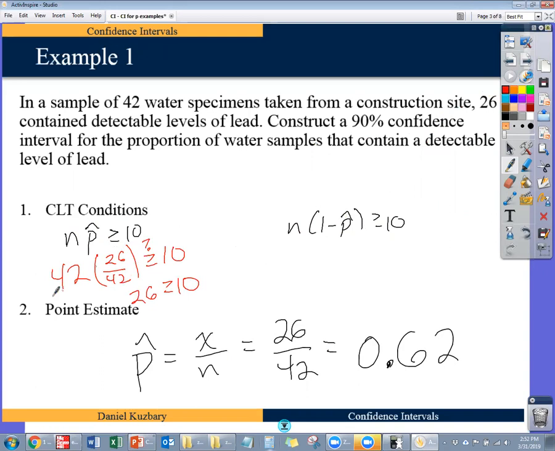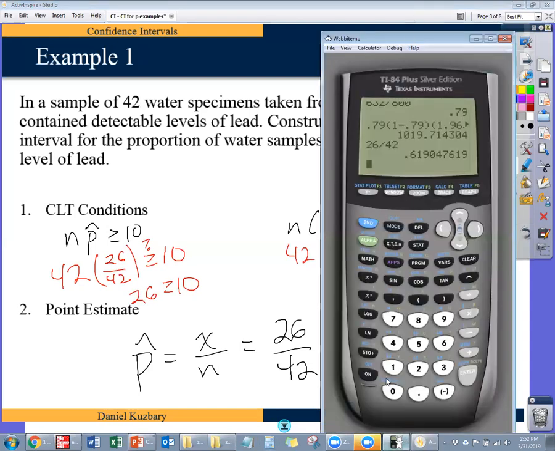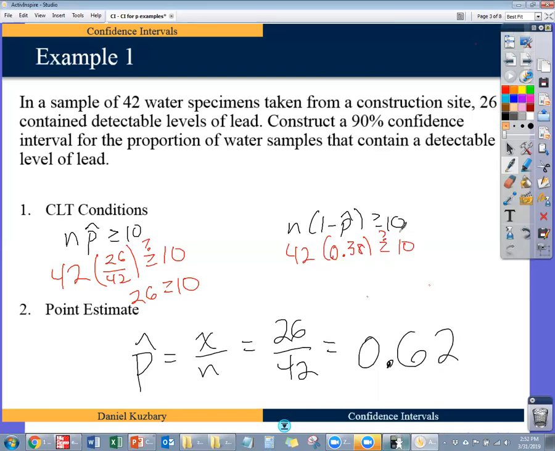Now I need to check that n times 1 minus p hat is also bigger than or equal to 10. So n is equal to 42, and 1 minus p hat is the opposite of this, which is 0.38. This should work out well too. So this is 42 times 0.38, and that's 15.96, which is bigger than 10. So we're okay, we're good here.